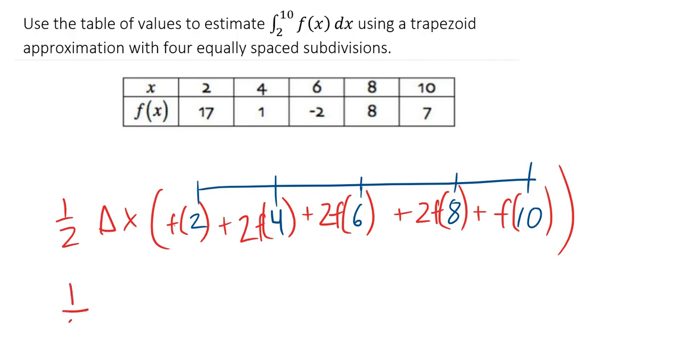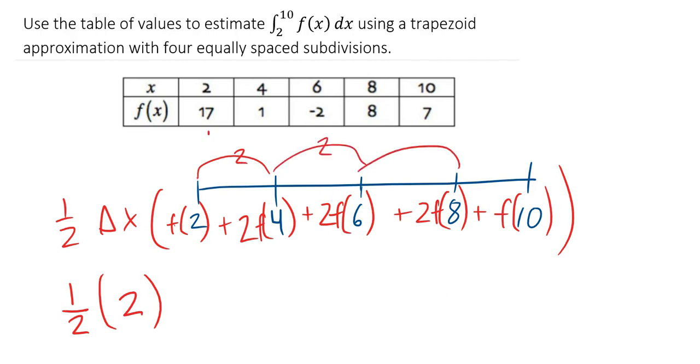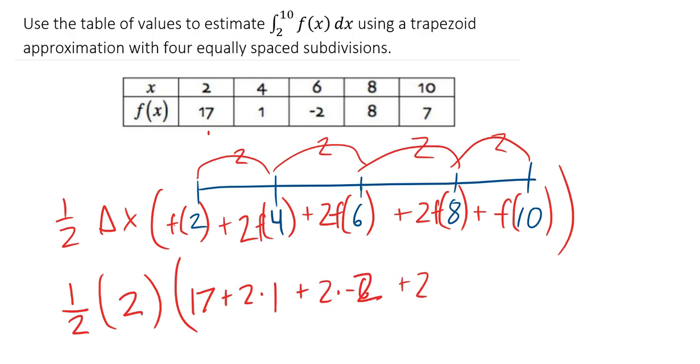So my trapezoid approximation is 1/2. Delta x in this case is 2. Between each of these, I took 2 steps. From 2 to 4, I took 2. 4 to 6 was 2. 6 to 8, 2, 2. F of 2 plus 2 times f of 4 plus 2 times f of 6 plus 2 times f of 8 plus f of 10.